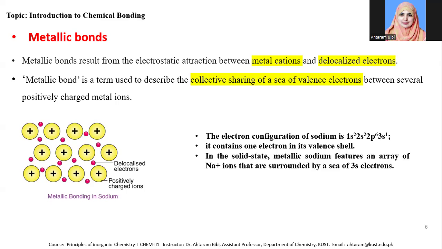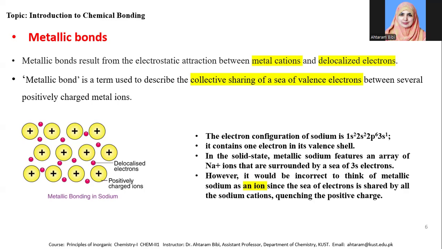So in the solid state, metallic sodium features an array of sodium ions that are surrounded by a sea of 3s electrons. However, it would be incorrect to think of metallic sodium as an ion because the sea of electrons is shared by all the sodium cations, quenching the positive charge.